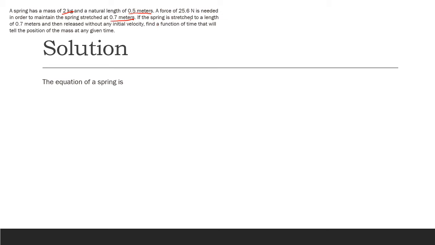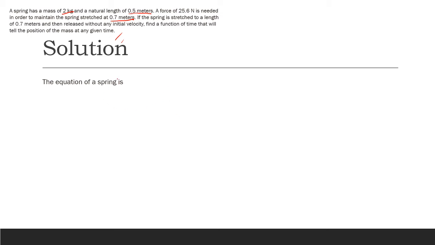Now, if the spring daw is stretched to a length of 0.7 meters and then released without any velocity, ibig sabihin nito class, it just means na at time is equal to 0, naka-stretch ka at 0.7 meters. So at t is equal to 0, you have a value of x. And at that time, wala kang initial velocity. So if you take the first derivative, your x of t, x prime of t is equal to 0. Ayun. So yun yung mga kailangan nating tandaan na or i-watch out ng mga terms doon sa ating problem.